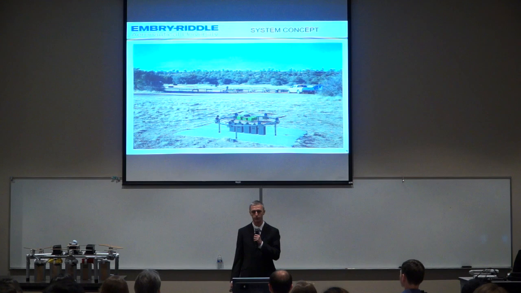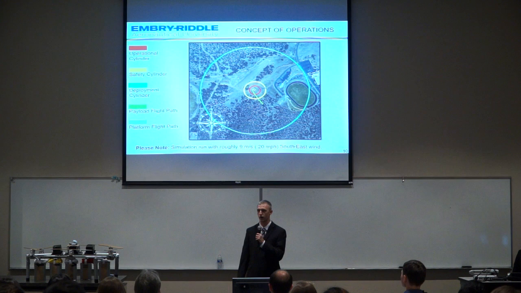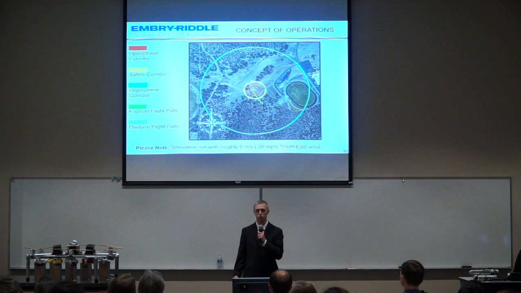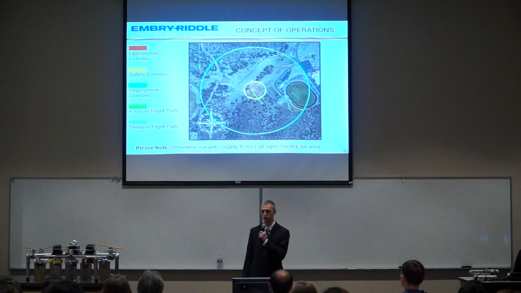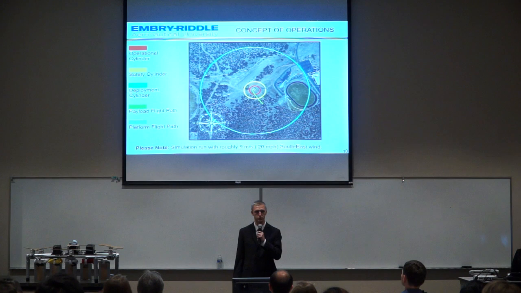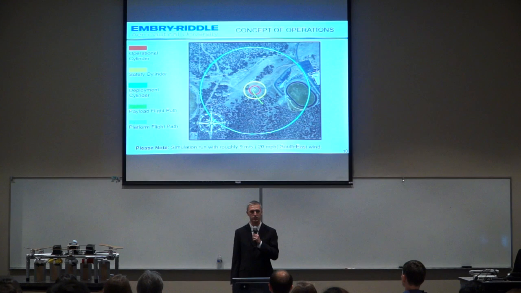Going into a little bit more detail on our concept of operations, this is a graphic that shows you our intended operational areas. The red circle represents the operational cylinder, a cylinder measuring 25 meters in radius and 120 meters in height. This is the volume that the platform will not exit during the duration of a mission. The yellow circle represents our safety cylinder, which is a cylinder measuring 50 meters in radius. This is the area that no personnel will enter once the platform is powered and operational.